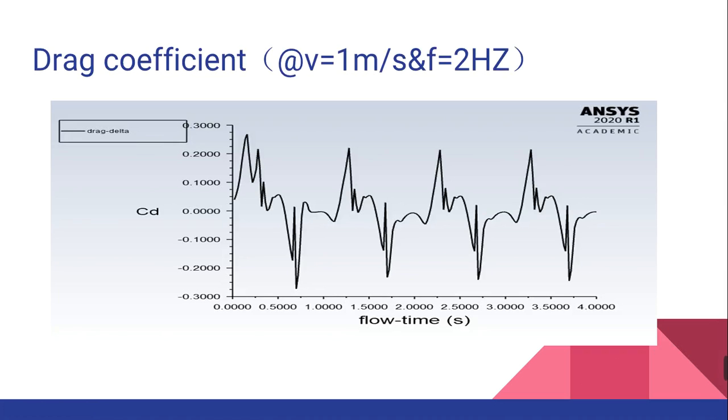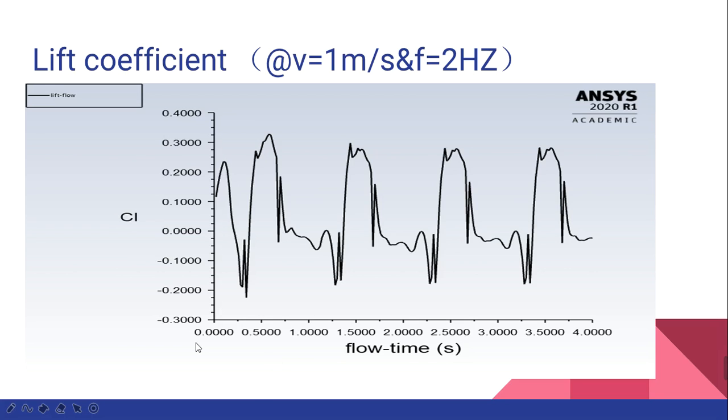Next part is my drag and lift coefficient result. The condition is velocity at 1 meter per second, and the frequency I set is 2 Hz. We can see the CD curves. The range of it is from negative 0.3 to 0.3. This is the lift coefficient at the same condition, and we can also see the range from negative 0.3 to 0.4.